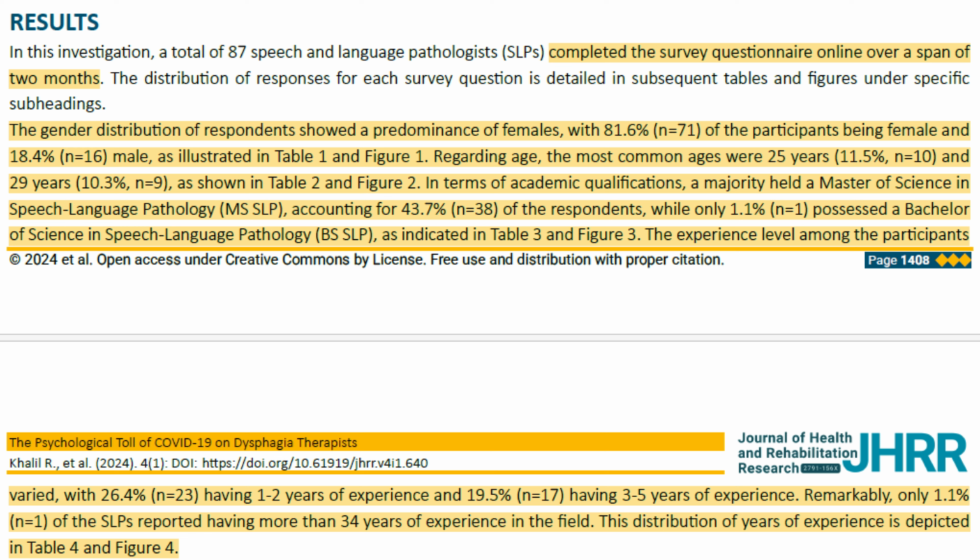Again, the authors refer to tables and figures not in the article, so it's unclear how much experience the other 54% of participants had. At the start of the results section on page 1408, the authors state the information was collected over a span of 2 months, but do not state when specifically this information was collected.